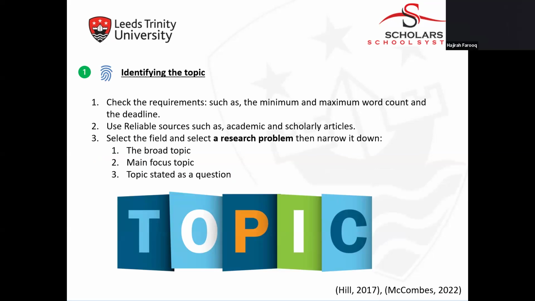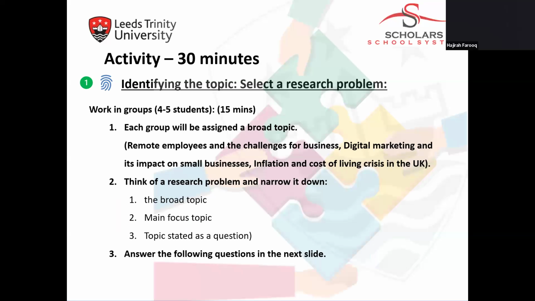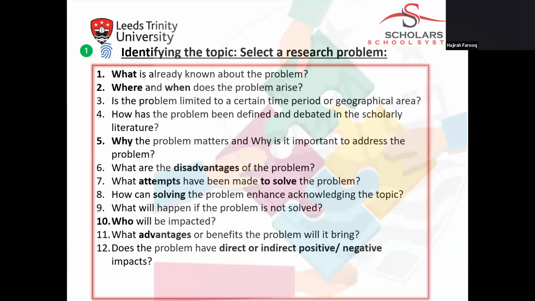Moving forward, we discussed each of these steps in further detail. Identifying the topics, we check the requirements such as the minimum and the maximum word count and the deadline. We use reliable sources such as academic and scholarly articles. We select the field and select the research problem and then narrow it down. Then we also did a little activity of 30 minutes about identifying the topic and selecting a research problem. And that was a group activity.